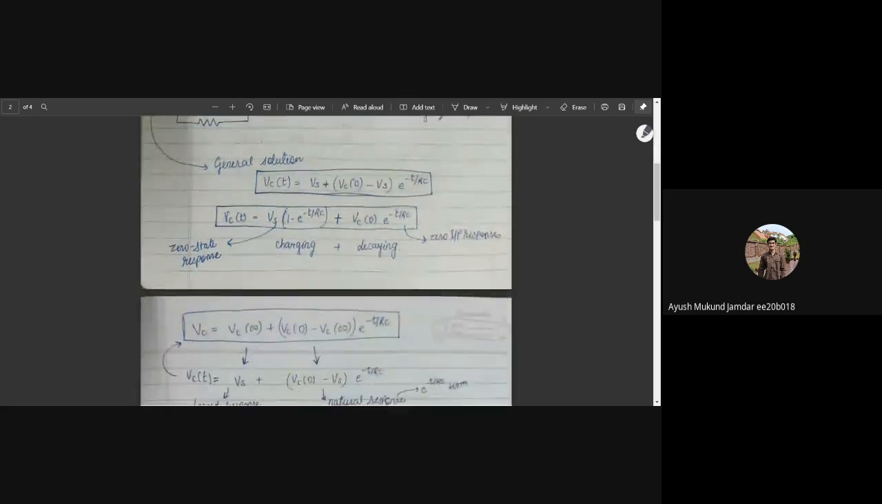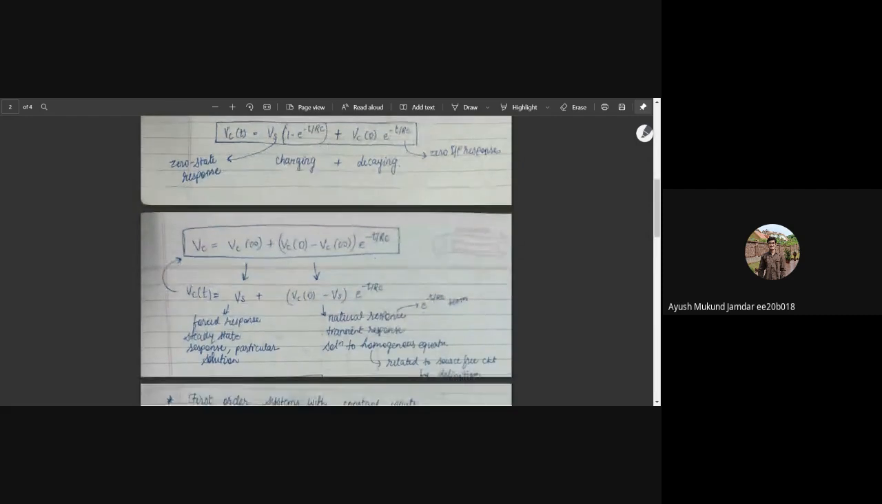And on once again rearranging these terms, we get Vc of t is Vs plus Vc of 0 minus Vs times exponential minus t by Rc. Again, we have a terminology to describe this equation. That is, this Vs is the forced response, the steady state response, the particular solution of the differential equation. Forced response because it was forced by the voltage source of the circuit. Steady state response because it is what remains after an infinite time. That is when the second term dies out, and the particular solution.